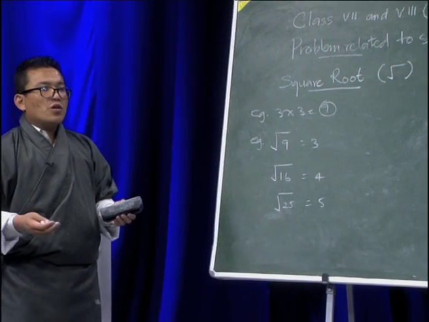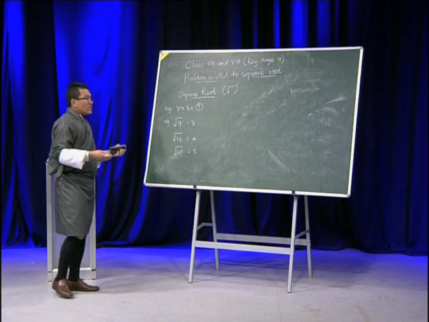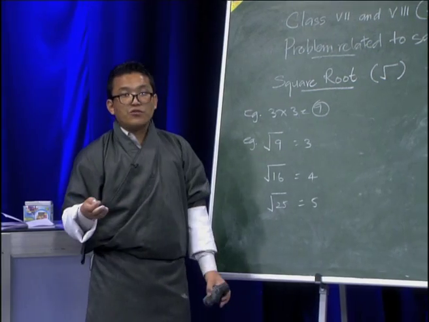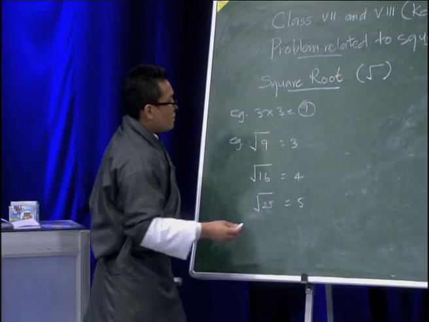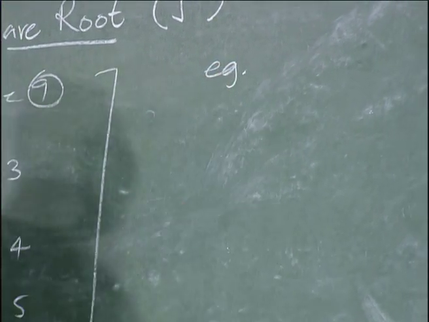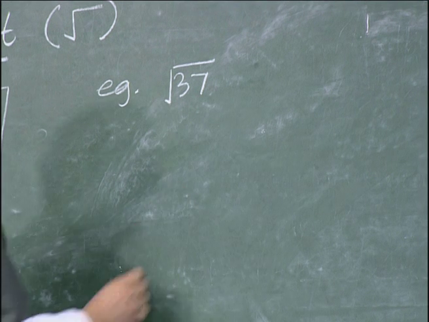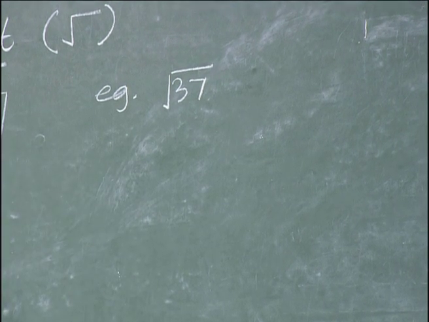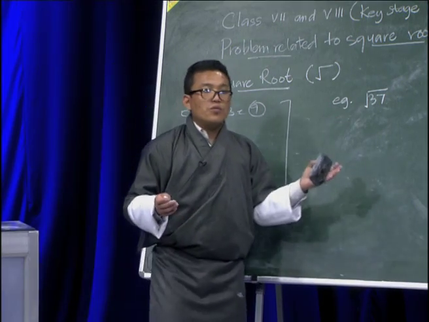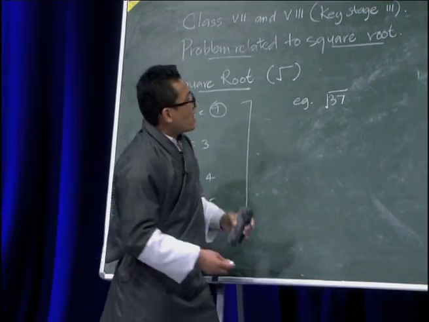Now, what happens if we don't know whether the number is a perfect square or not? In that case, we use the algorithm to find the square root of a given number. Okay, let's take an example. Let's say the number is 37, root of 37. Let's assume that we don't know whether this number is a perfect square or not. Now, I'll explain using the algorithm.